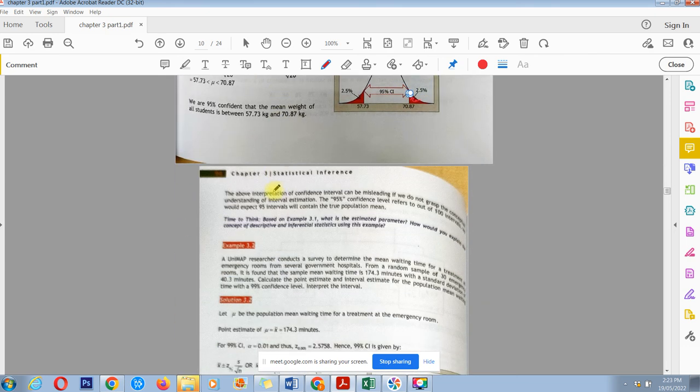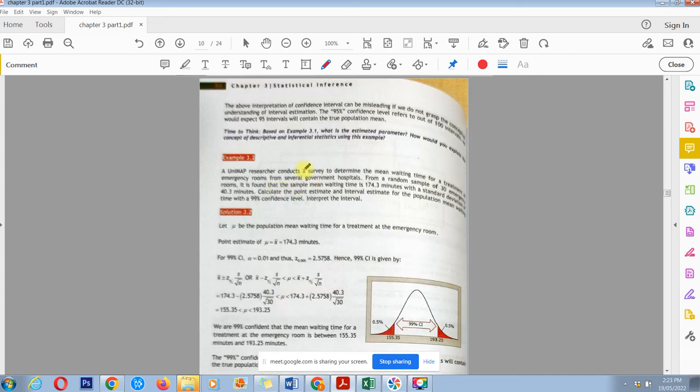Alright, so I hope you understood what is discussed here. So for here, there is another example. We have a researcher conduct a survey to determine the mean waiting time for a treatment in the emergency room from several government hospitals, and then for a random sample of 30. So what is 30 here? 30 is an emergency room. It is found that the sample mean waiting is, so this is x bar. Then the standard deviation here is, so this is sigma. Salah. This is S.